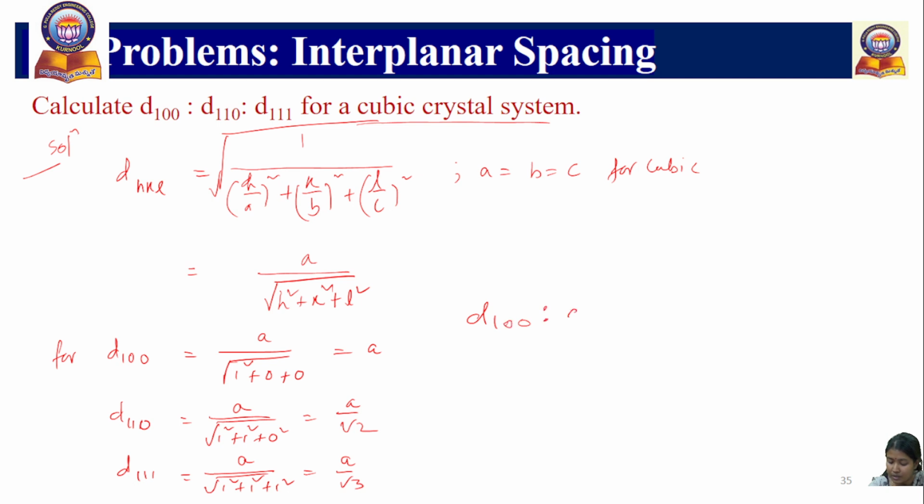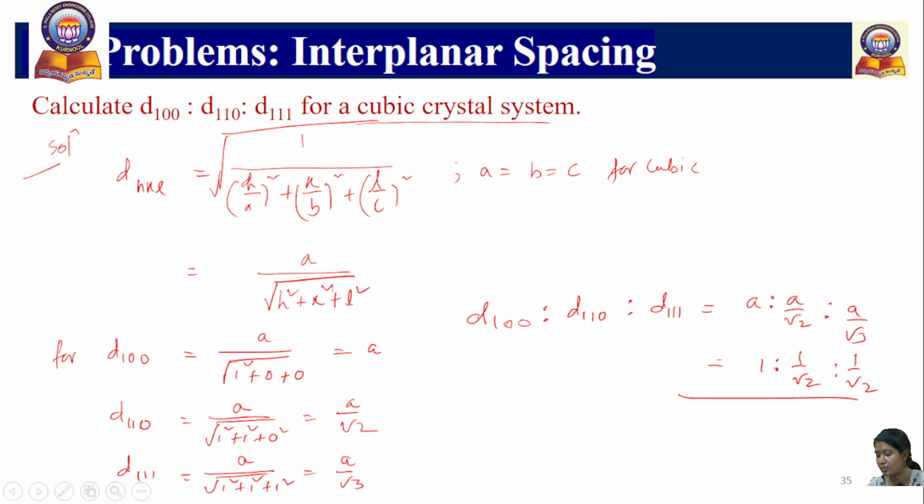If I have to write it in the form of a ratio, d_100 is to d_110 is to d_111, then I will write it as a is to a by root 2 is to a by root 3. Since a is common in all the cases, in terms of ratio we can write it like this. So this is my answer.